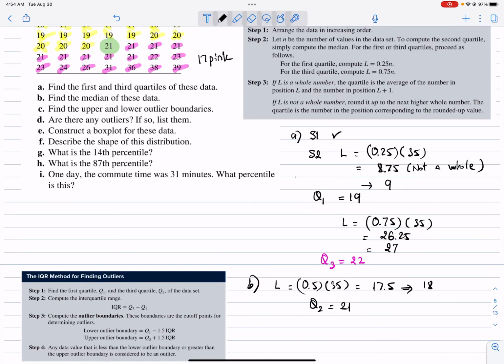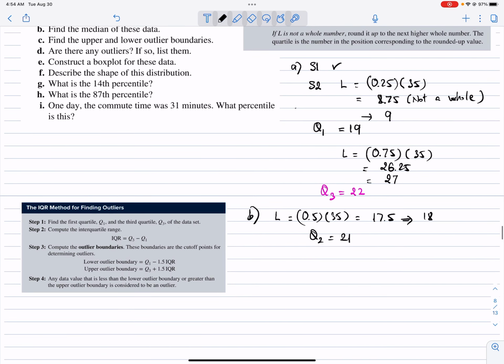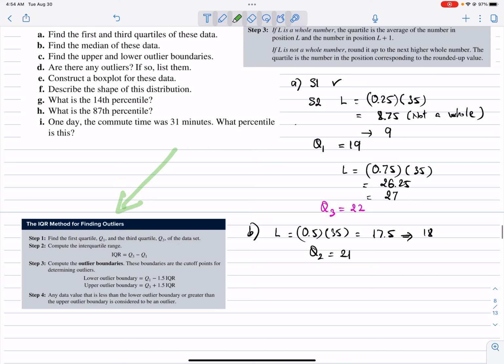Problem C. Find the upper and lower outlier boundaries. Part D. Are there any outliers? If so, list them. So for problem C and problem D, we can use the following formula, the IQR method for finding outliers. So for part C, we need to find the upper and lower outlier boundary. So here is the formula for upper and lower boundary.